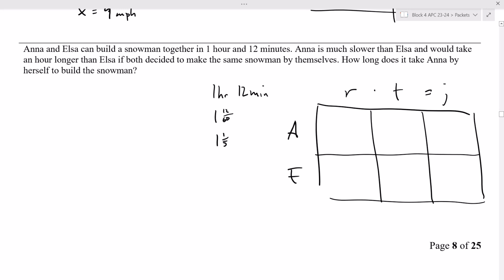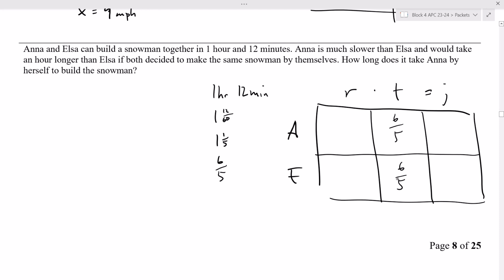And mixed numbers in math, there's a time and place for it, but we're going to change that to 6/5. Where's that 6/5 going to go? That's time, right? That's how long it took both of them. So this is all information about both of them working. It took them both 6/5 of an hour.